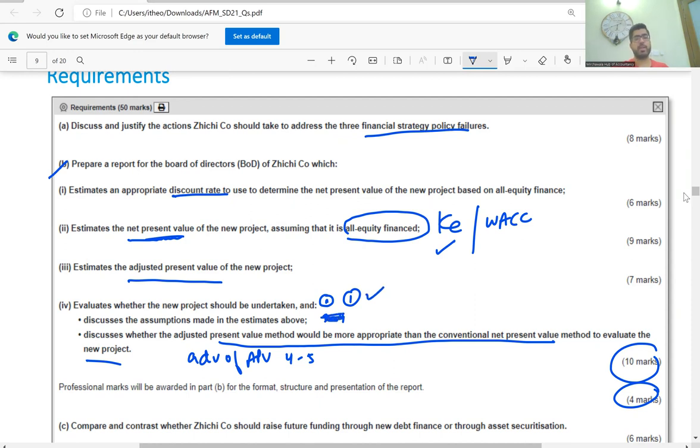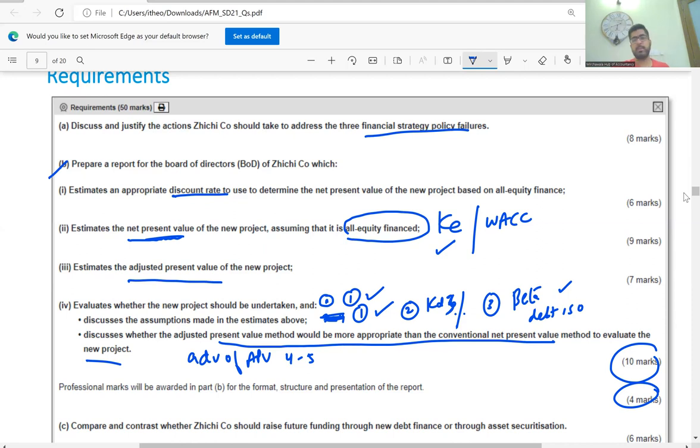Assumptions are given in the question. One assumption given in the question is that it's all equity finance. Write the assumption that you have made. Assumption 2, we have assumed cost of debt to be 3%. In ungearing and regearing, we assume that beta debt is 0. You can write this assumption as well.